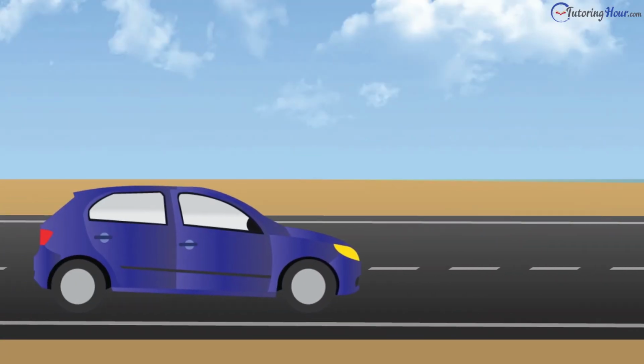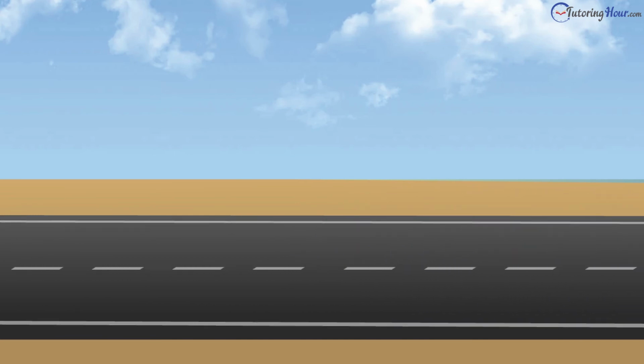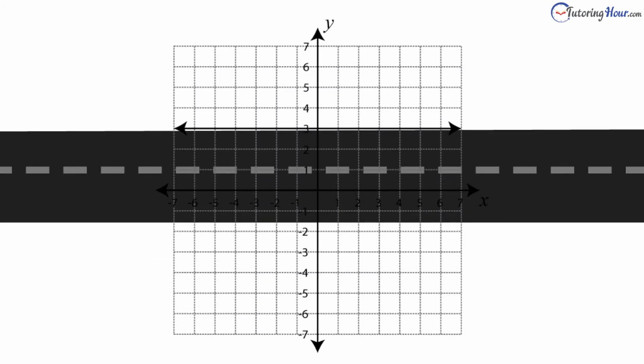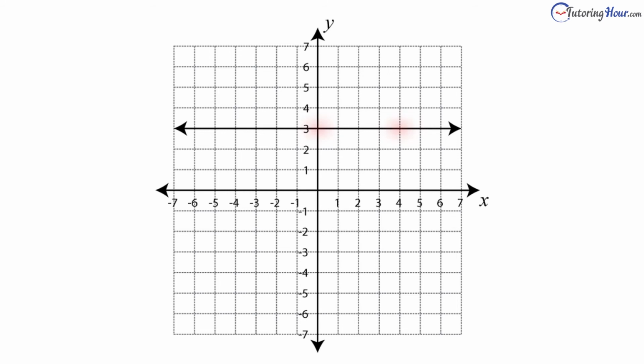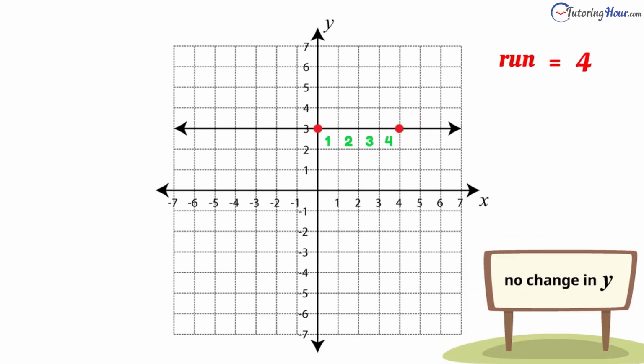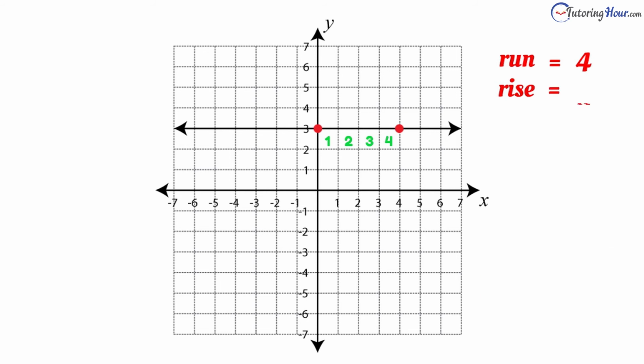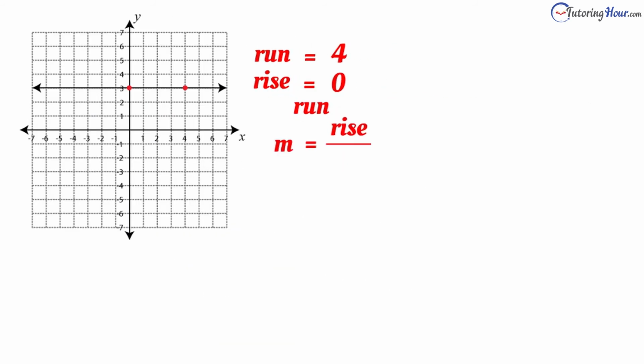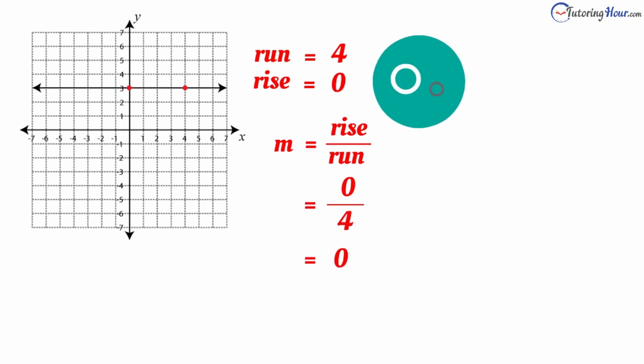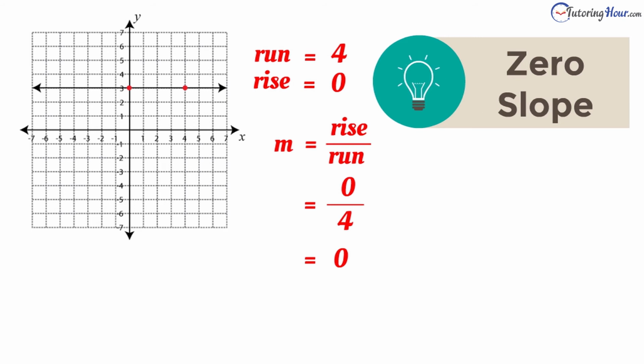Now, imagine driving on a flat road. The road looks like this horizontal line that has no steepness. The run is 4, but there is no change in y, so our rise is 0. Slope is equal to rise over run. That's 0 over 4. The slope in this case is 0.